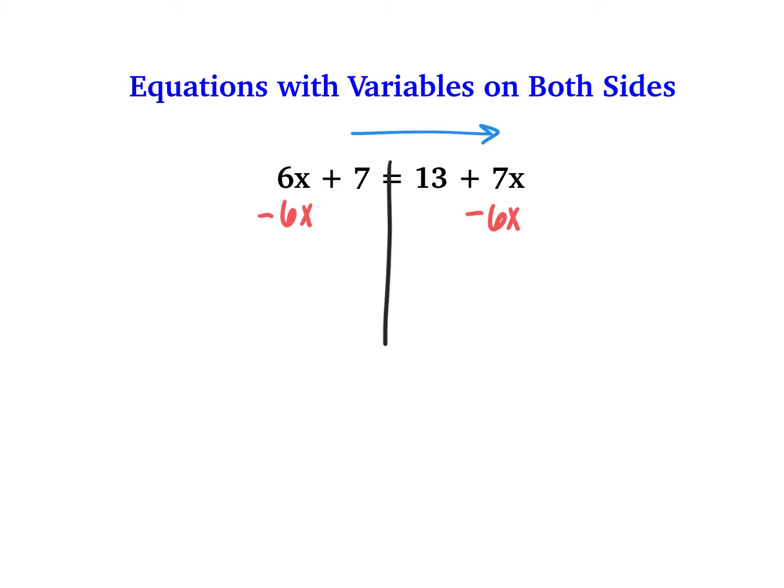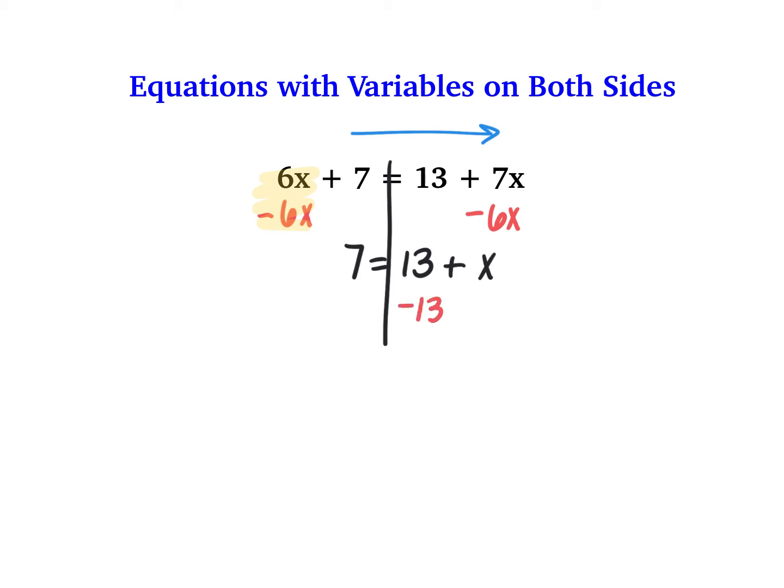And by doing that, I can see that a 6x minus 6x would cancel, leaving me with just a 7 over here. And then the other side, that 13 is still there, but now my x's can combine, combining like terms. 7x minus 6x would give me a positive 1x, or just x. So now that looks like something I'm used to solving. I have x, I still want it by itself, and right now it has that 13 that's being added, so I want to get rid of that.